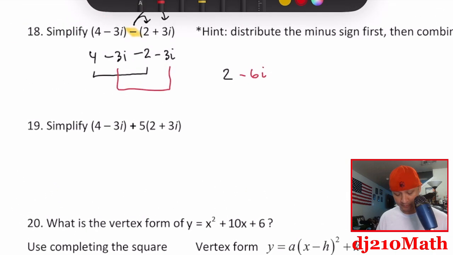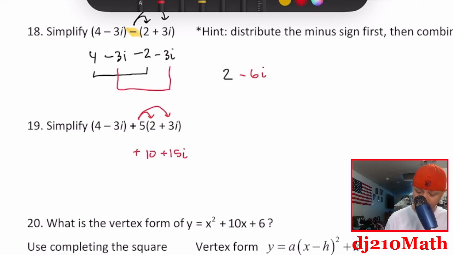All right, 19. Again, we're adding. So I'm going to distribute the 5 first, kind of like we did in the last problem, just to get it out of the way. Plus 15. All right, 5 times 2, 5 times 3. You could multiply it out. All right, and then again, in the front, you don't really care about the parentheses there.